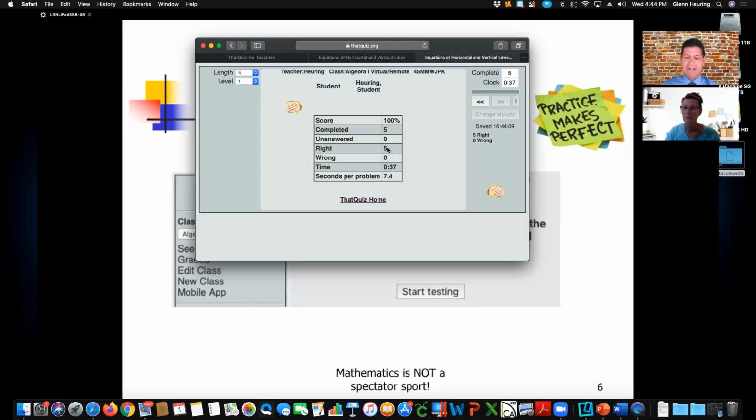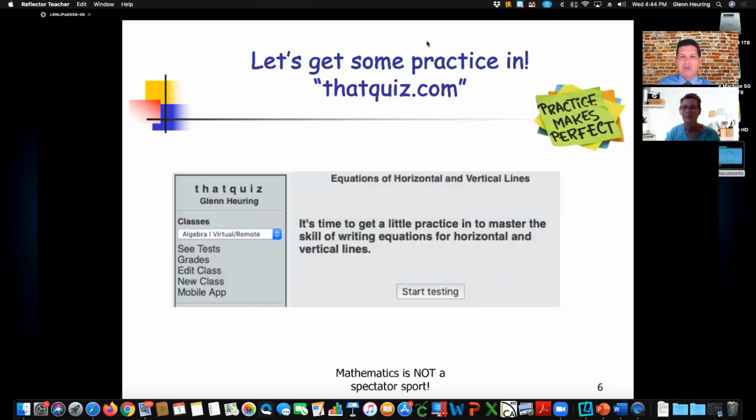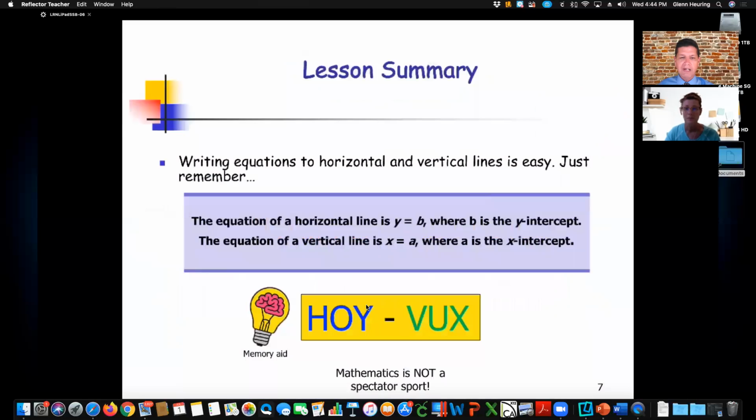You are now a master of writing equations of horizontal and vertical lines. So let me take control of my mouse again. Today you learned how easy it is to write equations to horizontal and vertical lines. If you ever forget, you can go back to the definition, but even better than that, just remember Hoy Vux.